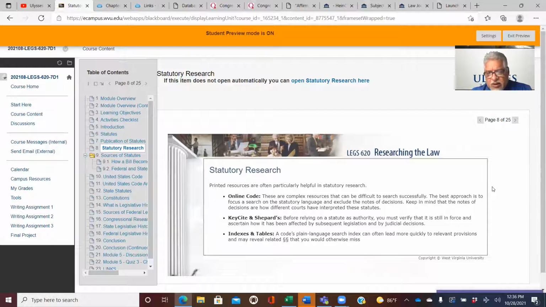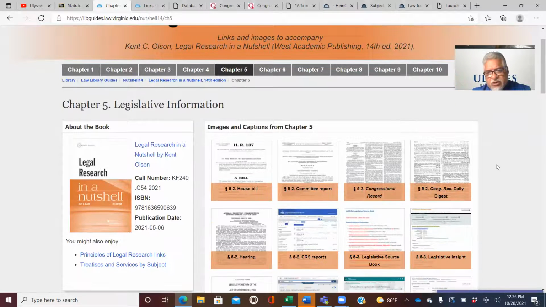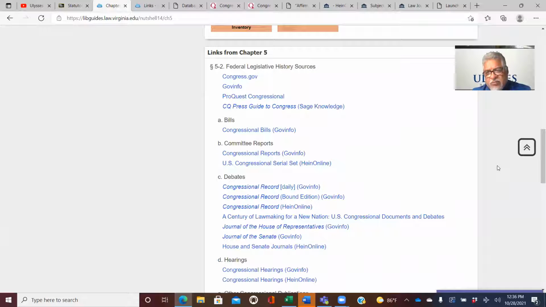You can look on the online code, and then you can KeyCite and Shepardize to update your law. You can also use indices and tables to make sure that you get an overview of how the statute has been interpreted by the different courts of the land. So I'm going to go ahead and share with you the Legal Research in a Nutshell LibGuide, so that I can refresh your memory about the different links that are available for you to do statutory research.